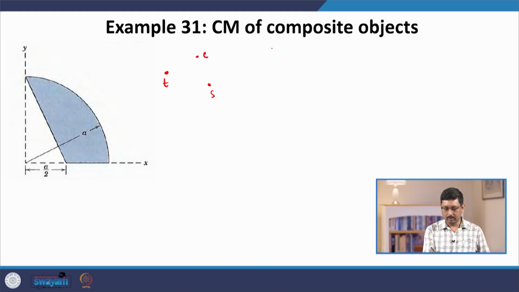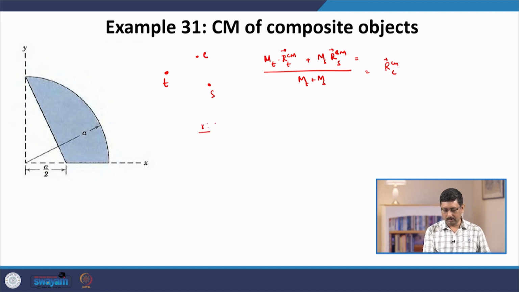So, the center of mass of the triangle, m_t times, let us write it in vector notation, r triangle, plus m_shaded region times the position of the center of mass of the shaded region, divided by the total mass, which is nothing but that of the circle. This must be equal to the center of mass of the circle.